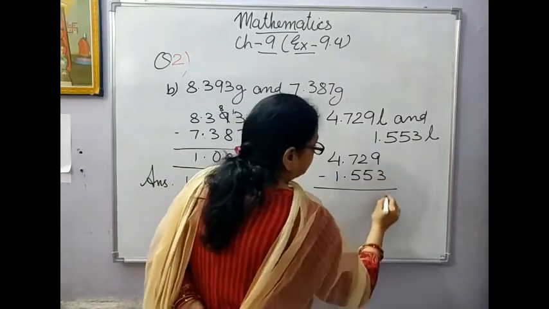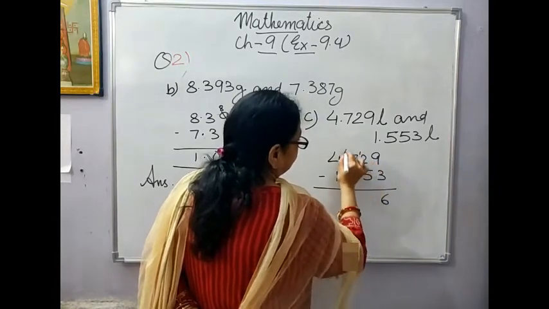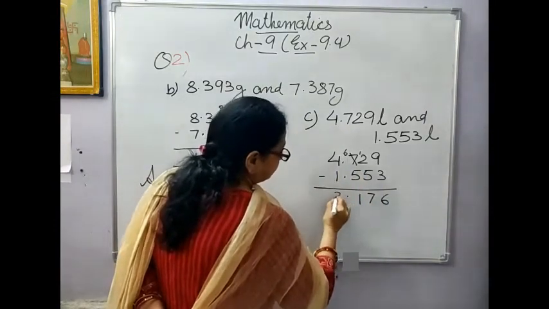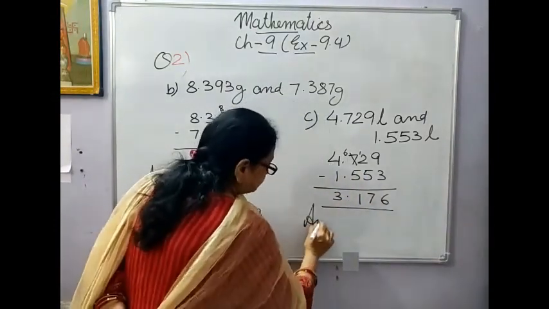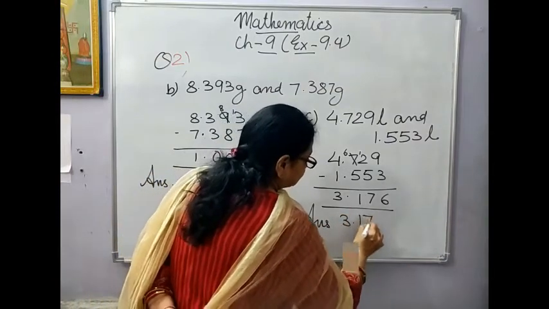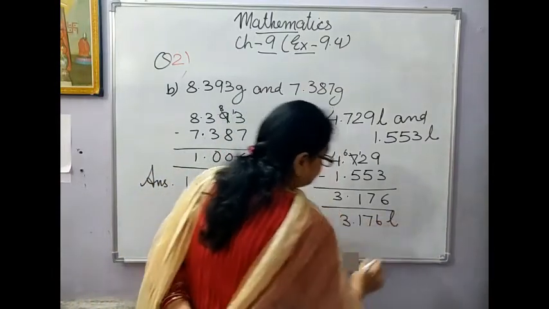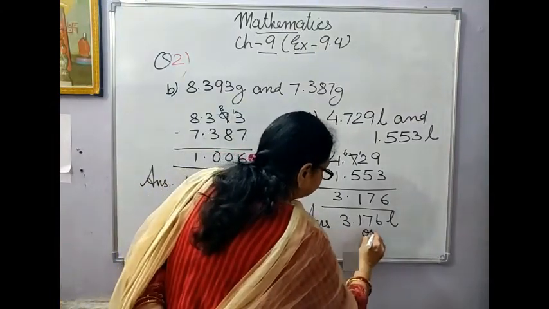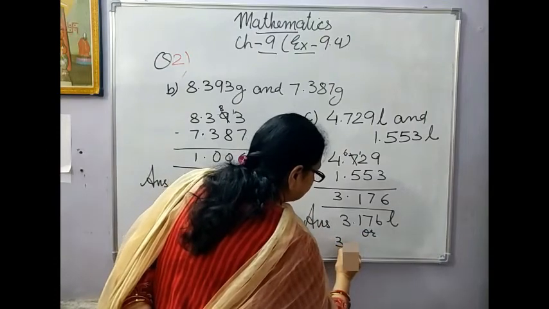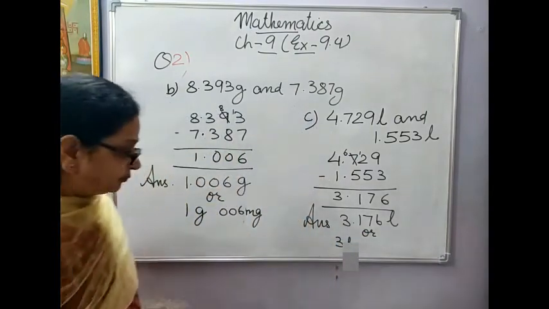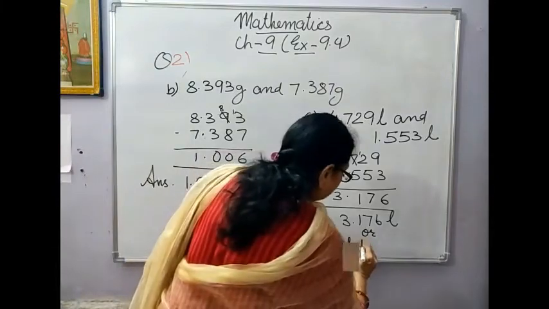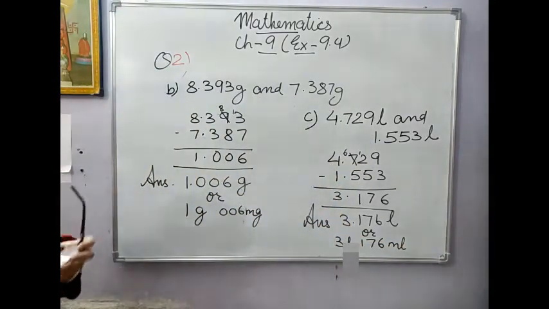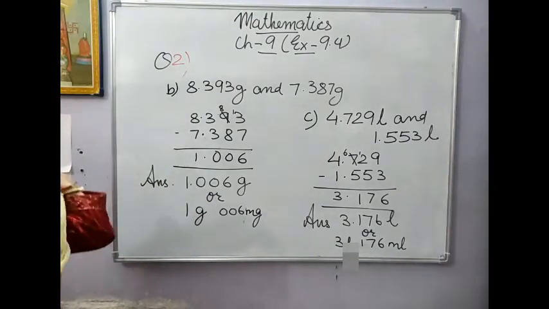Subtract. 9 minus 3 is 6. 12 minus 5 is 7. 6 minus 5 is 1. Decimal 3. So your answer is 3.176 liters, or you can write 3 liters 176 milliliters. Okay, just have a look.